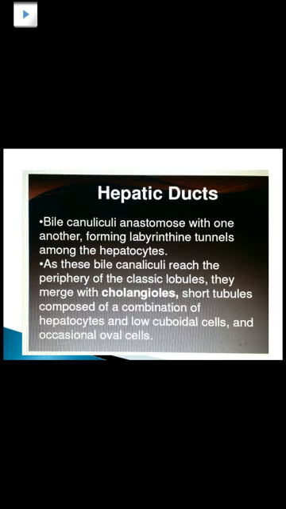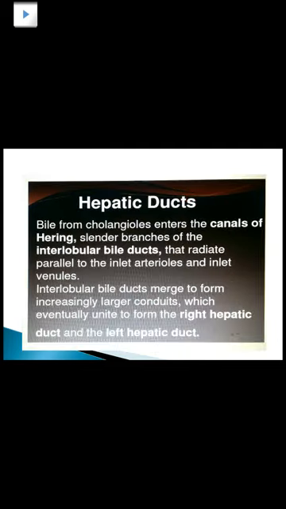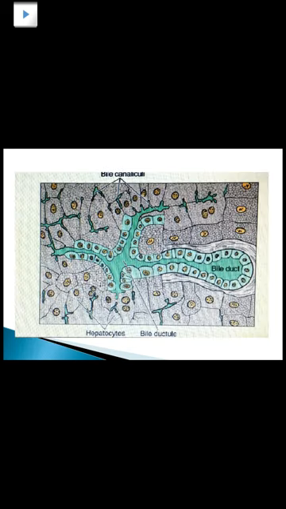The bile canaliculi anastomose with one another forming labyrinthine tunnels among the hepatocytes. As these bile canaliculi reach the periphery of the classic lobules, they merge with cholangioles, short tubules composed of a combination of hepatocytes, low cuboidal cells and occasional oval cells. We will not go into the very details of this. We'll just move on. This important diagram shows the canaliculi and the hepatocytes, and how they are separated.